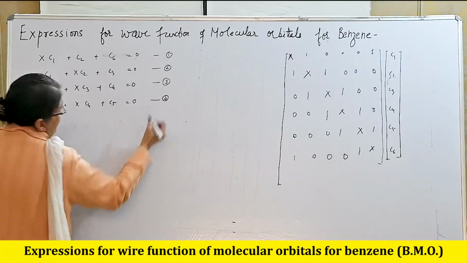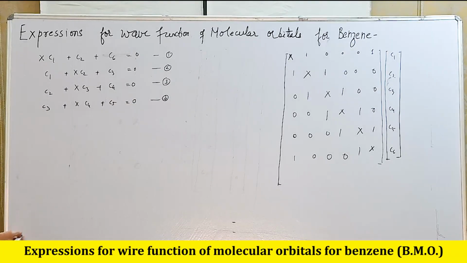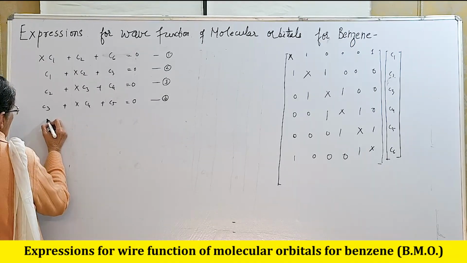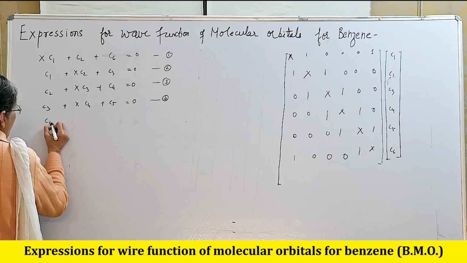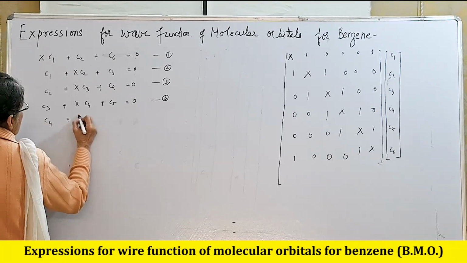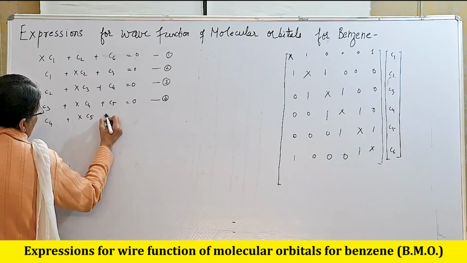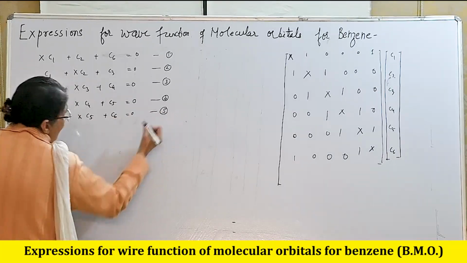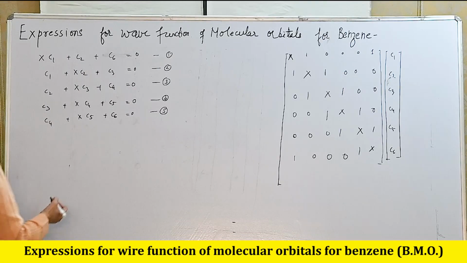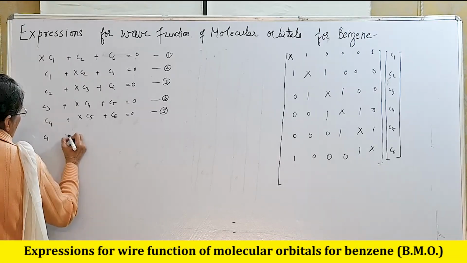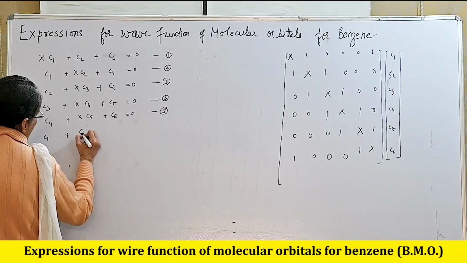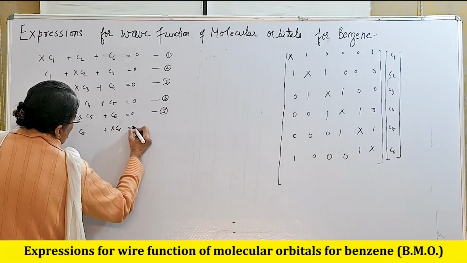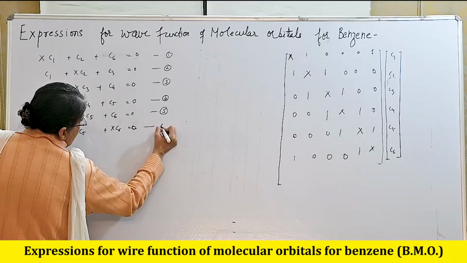This is equation number 4 and this is C4 plus xC5 plus C6 is equal to 0. This is equation number 5 and we get that C1 plus C5 plus xC6 equal to 0. This is 6.